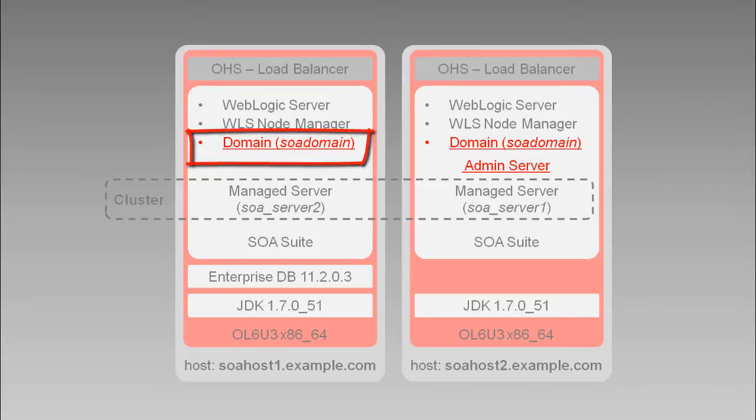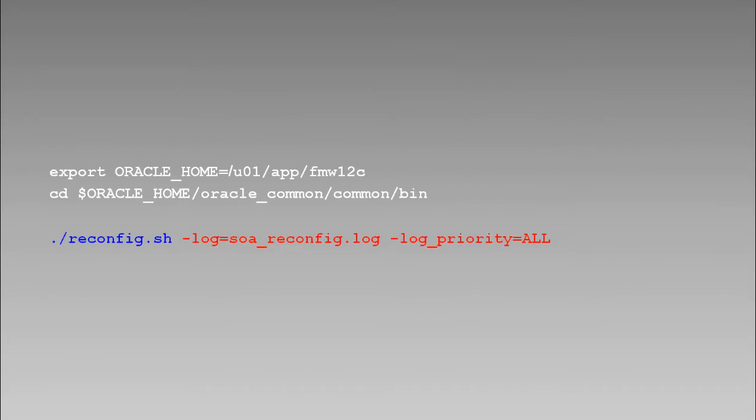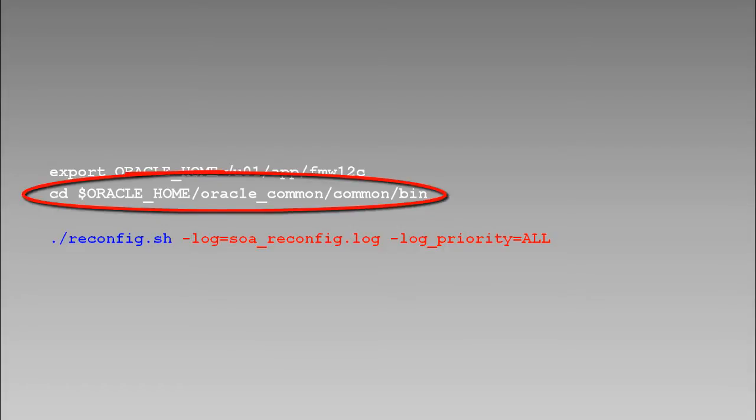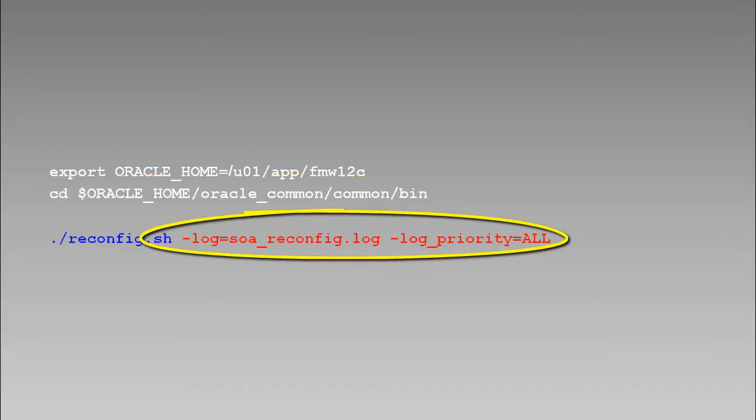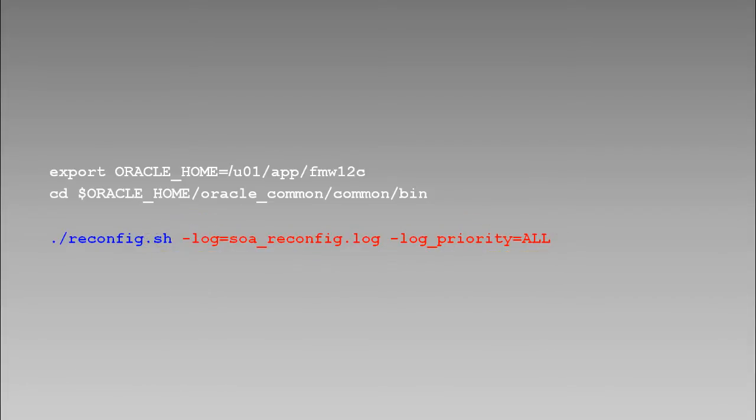Remember that the steps we're about to follow reflect the needs of our particular topology, so they show one path through the Reconfiguration Wizard. Your environment may be different, so be sure to consult the documentation before performing these tasks in your environment. The Reconfiguration Wizard is found in the Oracle Common Common Bin folder under the new Fusion Middleware 12C Oracle Home. We've added two parameters to specify a log file and the maximum logging priority to capture the highest level of detail in the log.